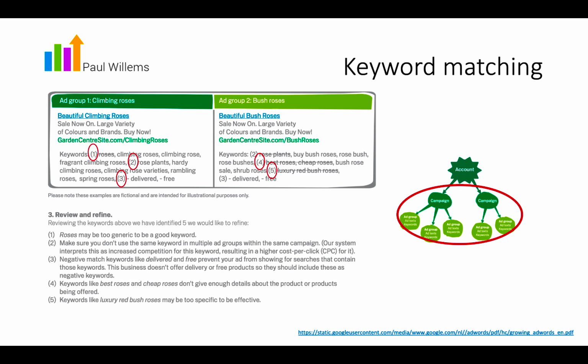If you take a look at keyword number 5 here, luxury red bush roses, a keyword like luxury red bush roses may be too specific to be effective. So if you have a keyword like red roses on sale, so if people are searching for the words red roses on sale, that's a good, specific and informative keyword. So you can use this one.